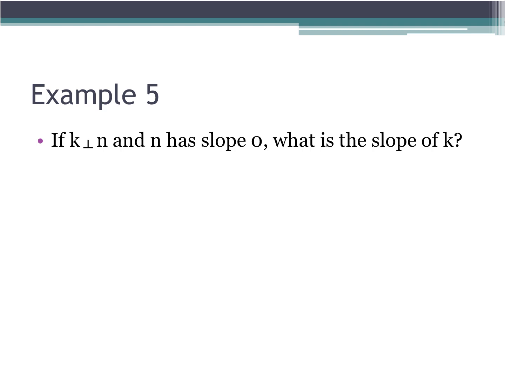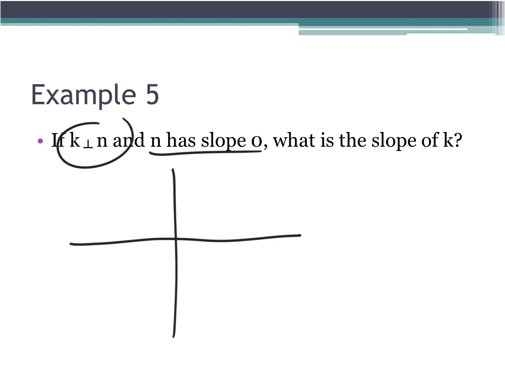Okay, so if K and N are perpendicular and N has a slope of 0, what is the slope of K? So N has a slope of 0, that means it's a horizontal line. And they're telling us that K and N are perpendicular, so they're going to make this perfectly 90-degree angle. And now we see that K is a vertical line. Because K is a vertical line, the slope of K is undefined.